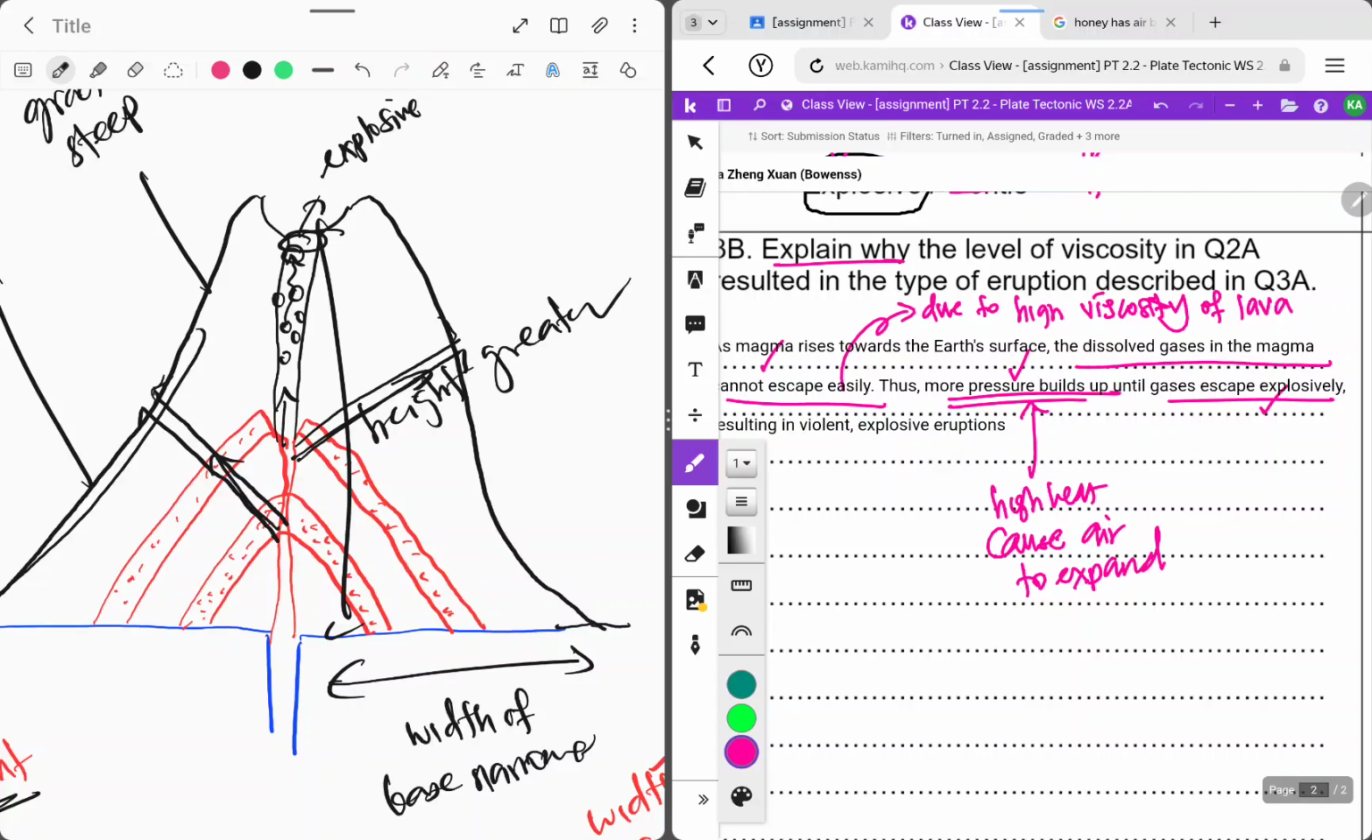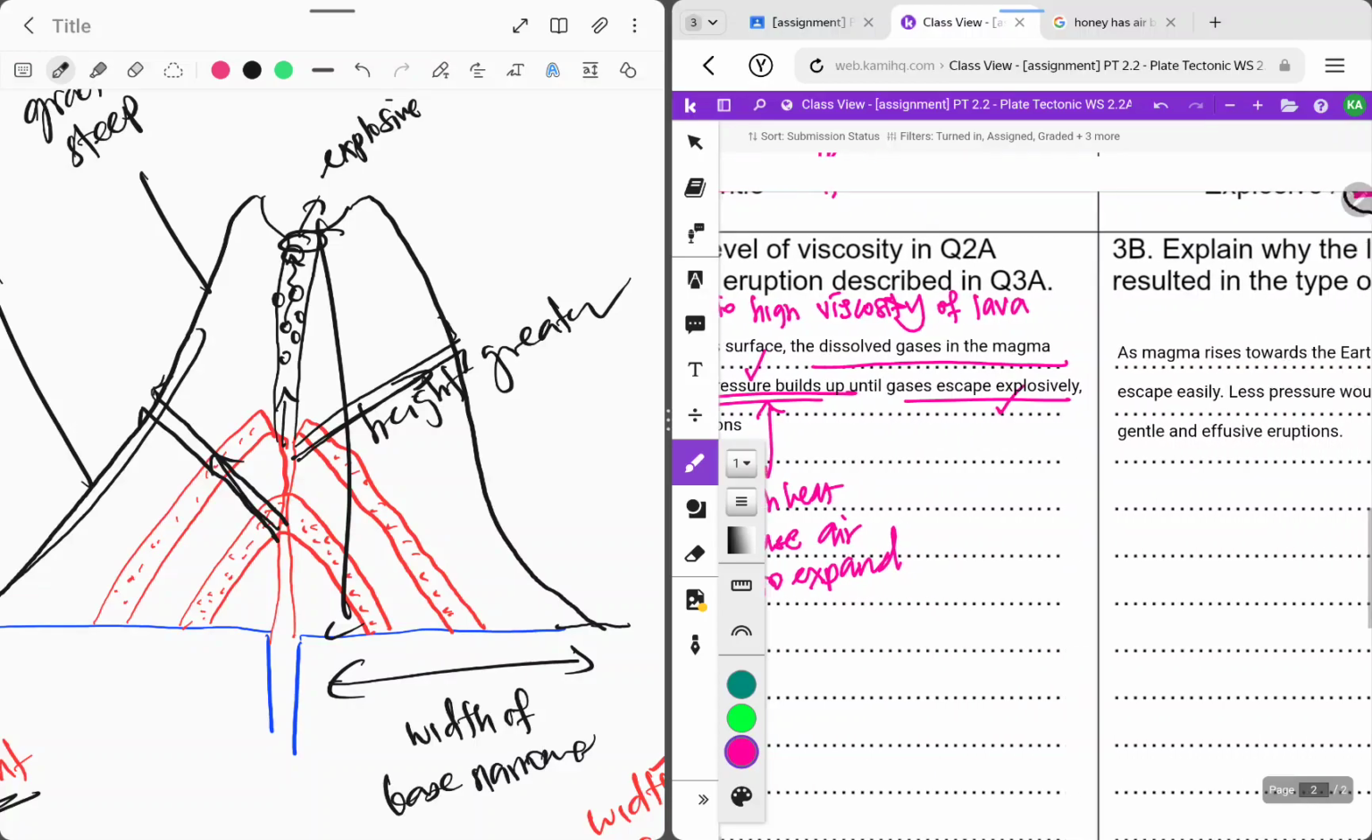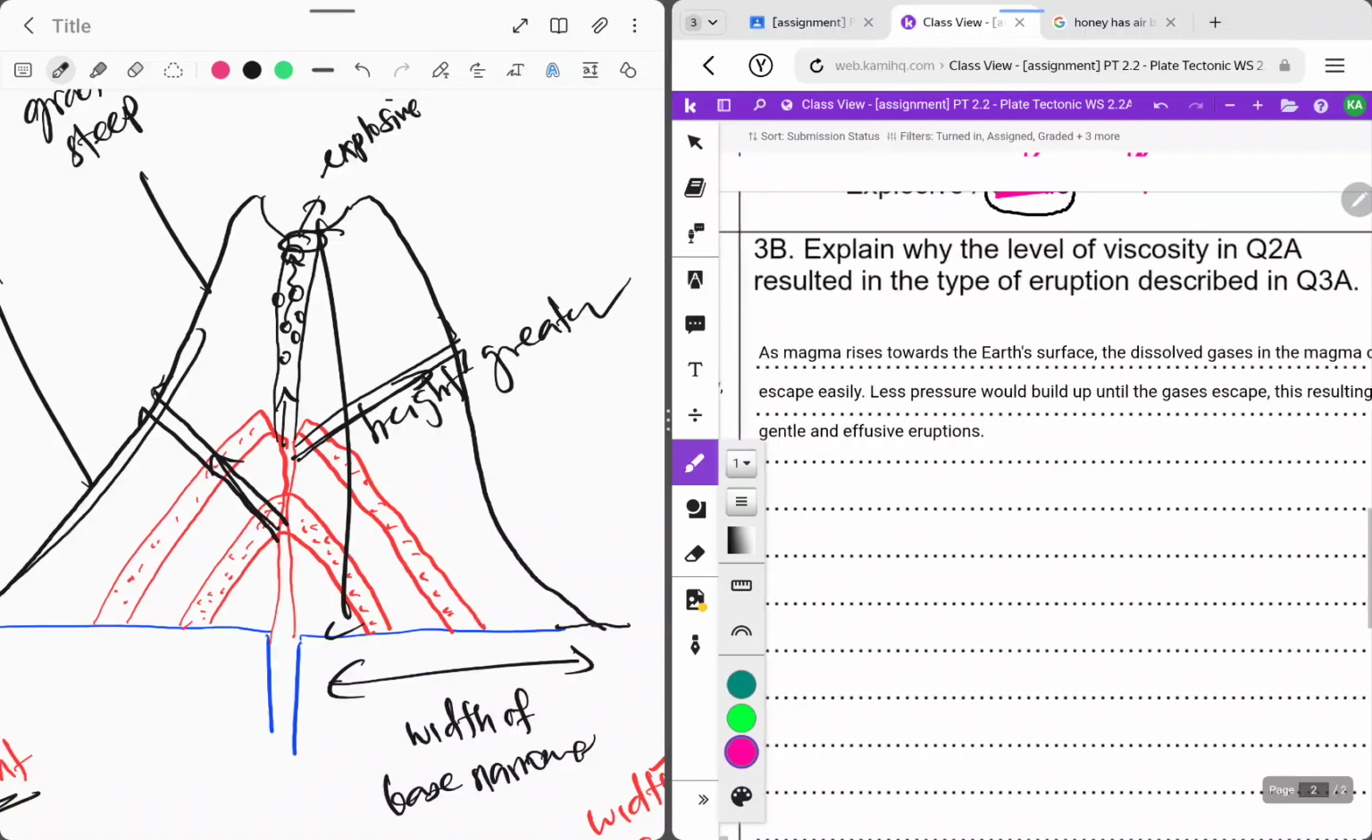Okay, then eventually it escapes explosively, as compared to a shield volcano, where there's a magma, the dissolved gases escape easily because as it leaves, low viscosity lava. That means less pressure would build up. That means it's just effusive eruption already. Yeah. Okay, so this is basically it.